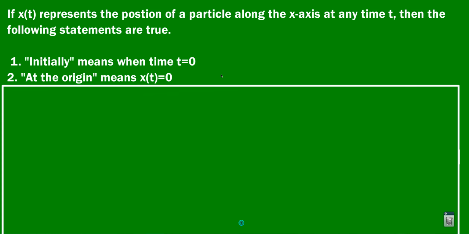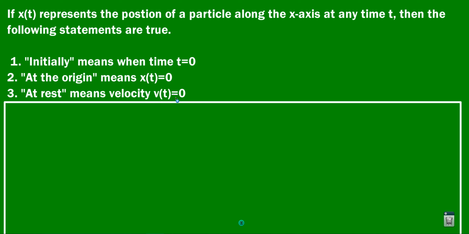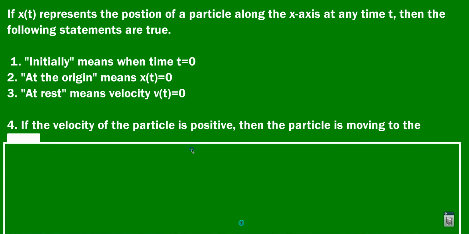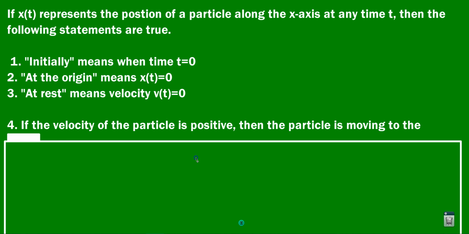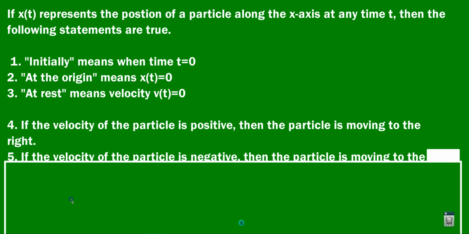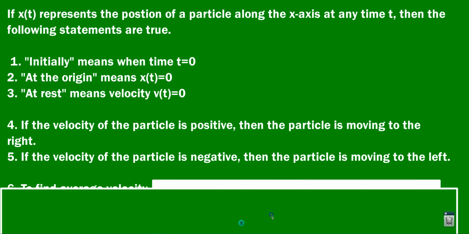Again, that could be x of t, p of t, z of t if they wanted to, or y of t if we're looking at vertical position. Whatever direction your particle is going, when it's at the origin, x of t is equal to 0. At rest is when velocity, v of t, is equal to 0. If the velocity of the particle is positive, the particle is moving to the right. If the velocity of the particle is negative, the particle is moving to the left.